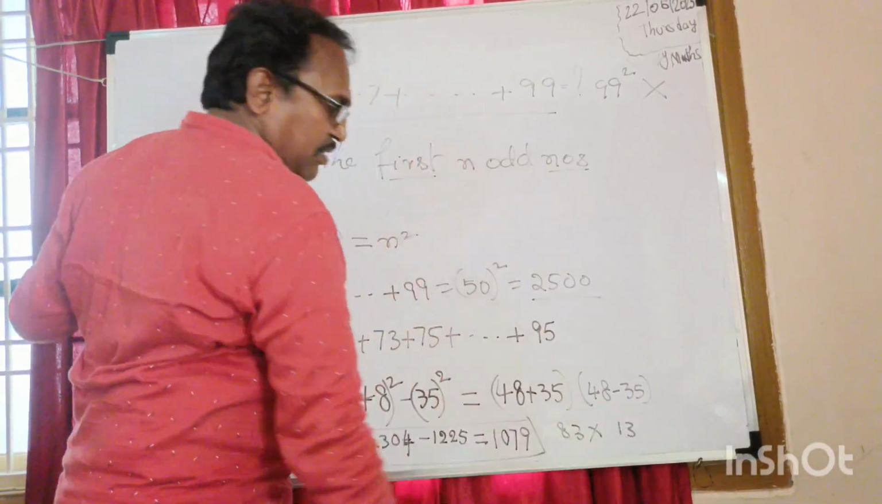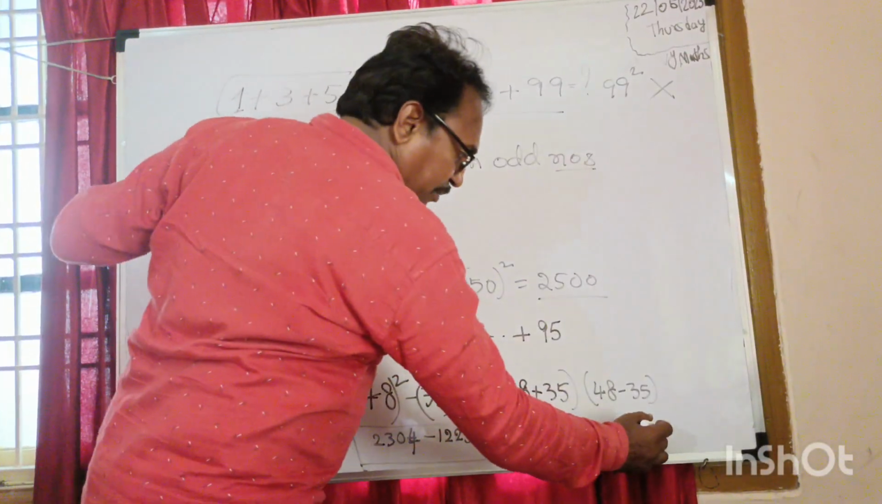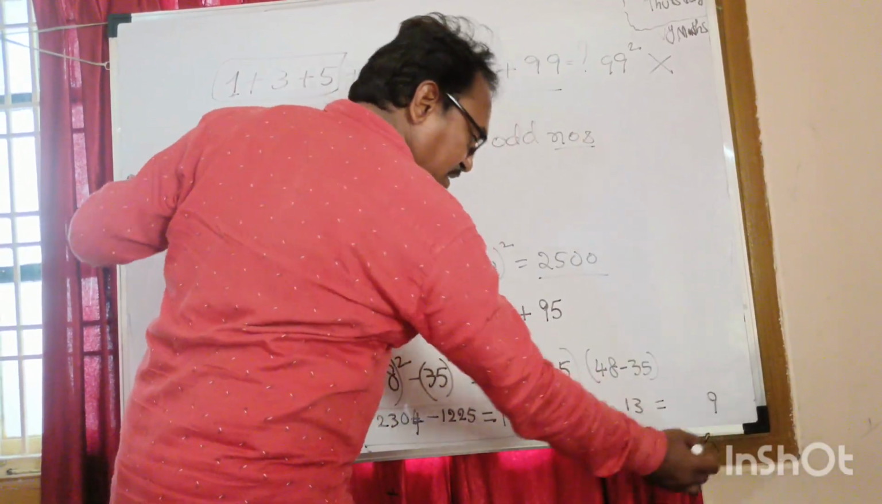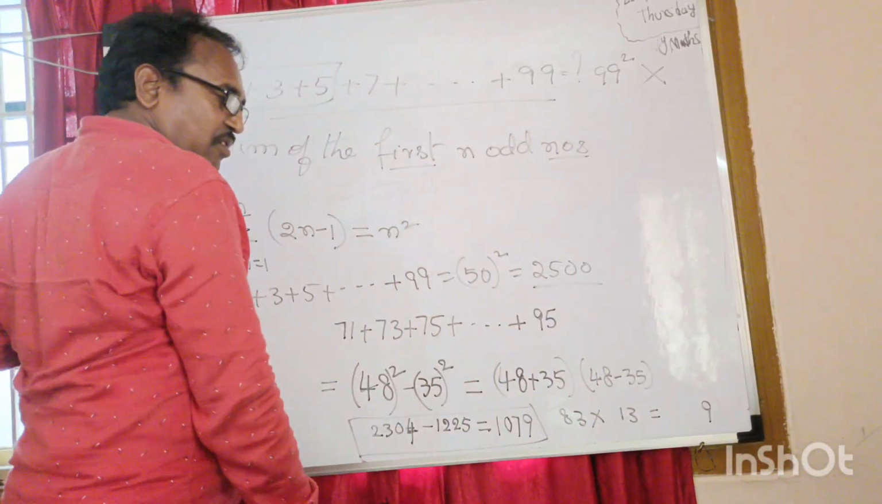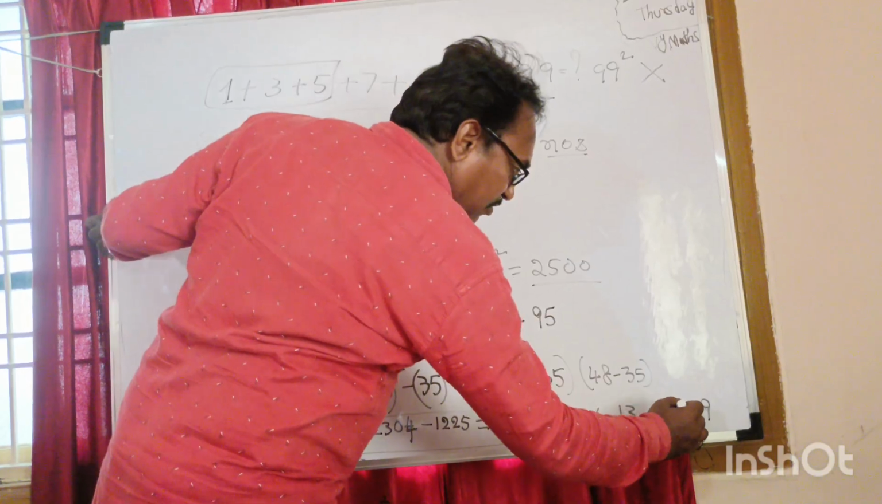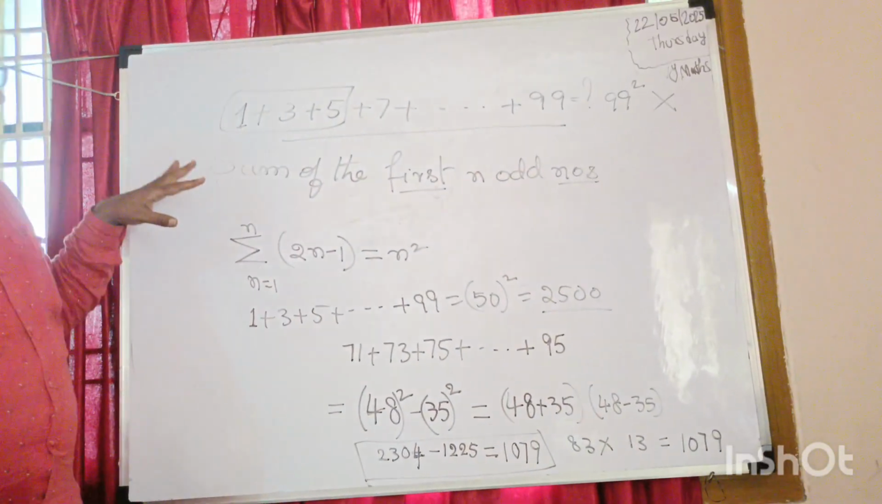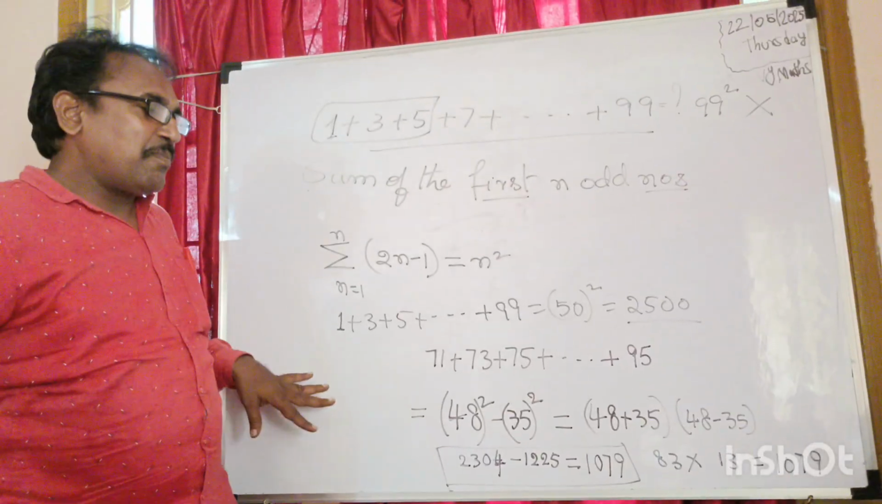So 13. You know the 13 table, so you can multiply. 13 3s are 39. 13 8s are 104 plus 3, so 107. 1079.